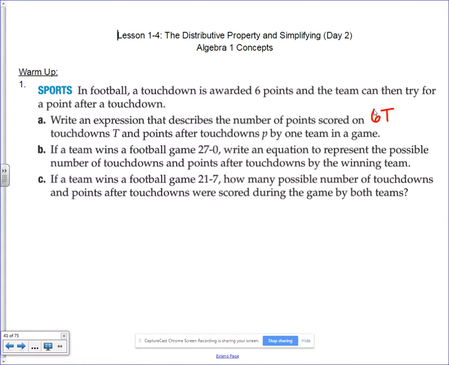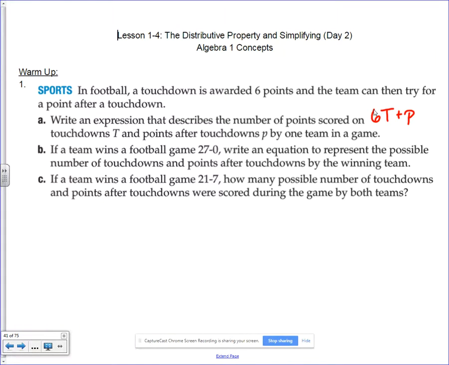Everybody good with 6T? See where that comes from? Okay, now, if I make the point after, does my score go up or down? Up. Do I know how many point afters I'm going to make? What am I using? P. And how many points do you get for a point after? 1. So you could put 1P. Do you have to have the 1 in front of there? No. So we'll just call it a P. Any questions on that? Anybody?